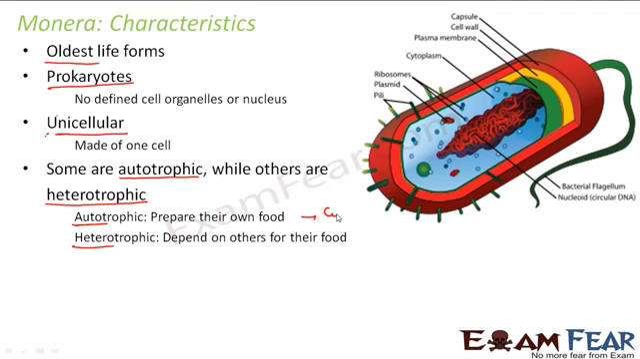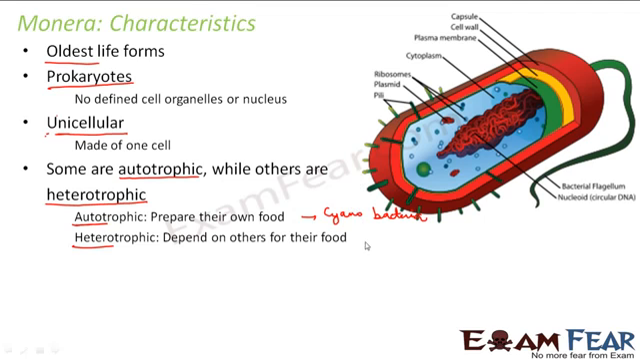If you want an example for autotrophic, it is cyanobacteria, because in bacteria also we have many different types, many different forms of bacteria. So cyanobacteria is an example of an autotrophic bacteria which can prepare its own food.